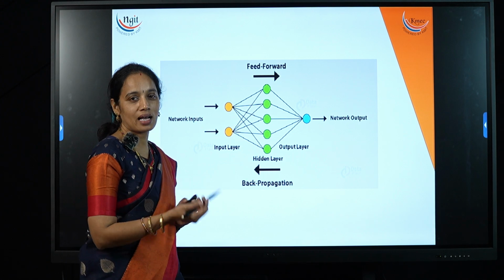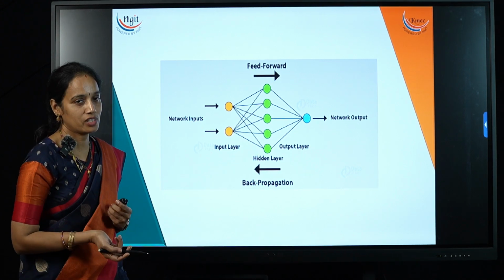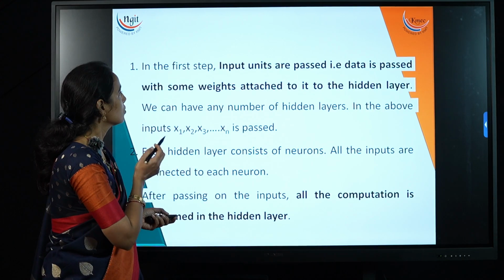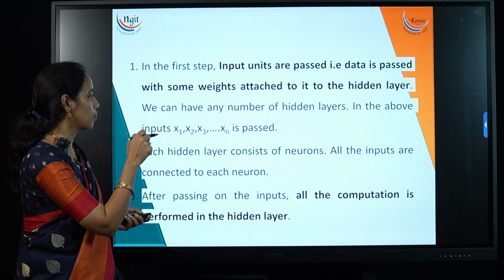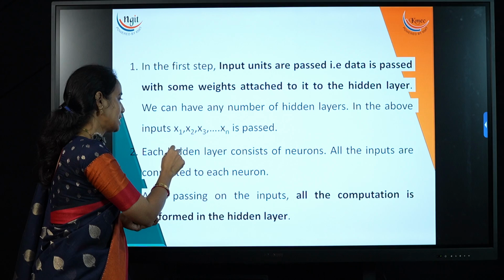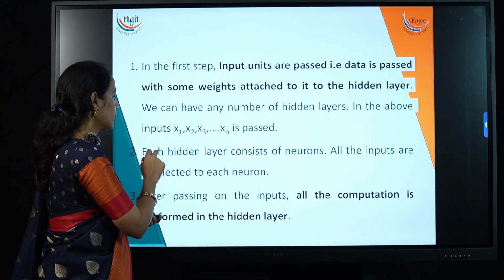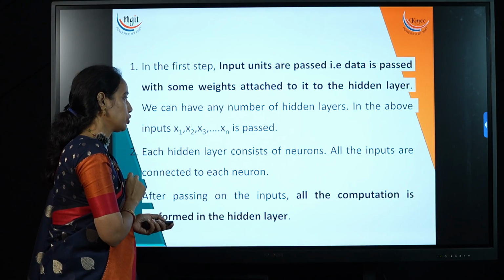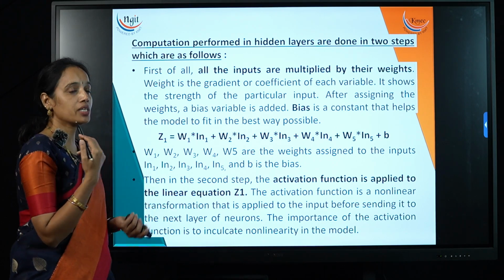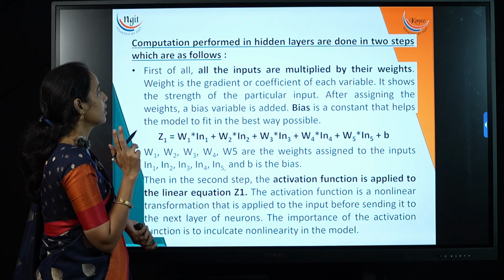So I'm continuing the last session, that is, we are discussing the artificial neural network, and we have discussed how the inputs are passed. We know that each hidden layer consists of neurons and all inputs are connected to each neuron. Let us see how the computation performed in hidden layers is done in two steps.